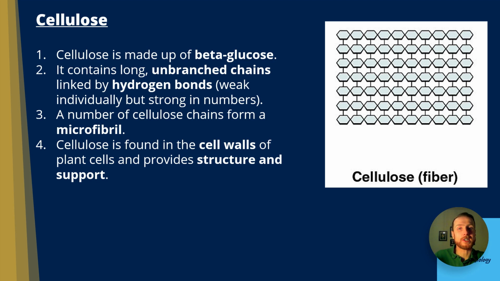Cellulose is the next polysaccharide you need to know about for AQA A-Level Biology. It's made up of beta-glucose, and remember, in beta-glucose, carbon 1 has the OH at the top. Now, it contains long, unbranched chains linked by hydrogen bonds. Now, these are weak individually, but they're very strong in numbers. And DNA also includes hydrogen bonds, so you'll learn more on that in that topic. A number of cellulose chains together will form a microfibril. And cellulose is found in plant cell walls, giving a structural and supportive role.